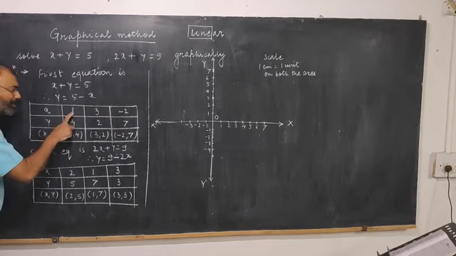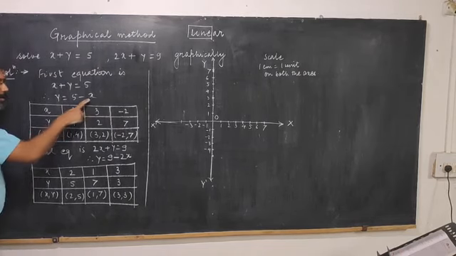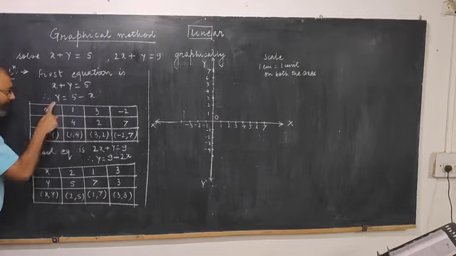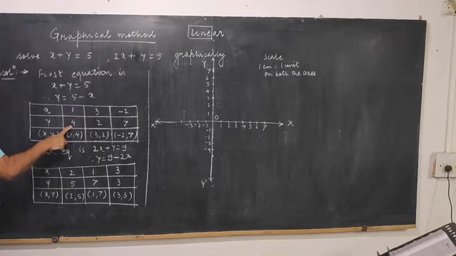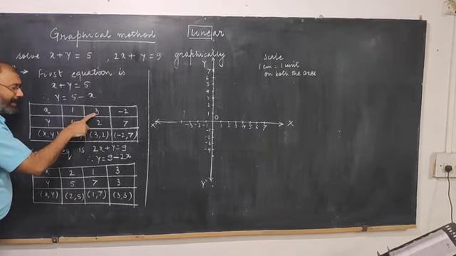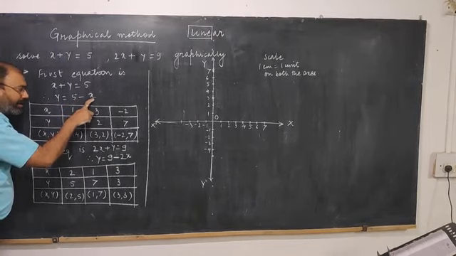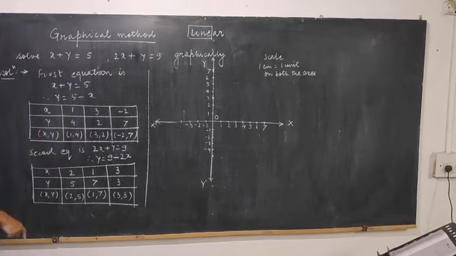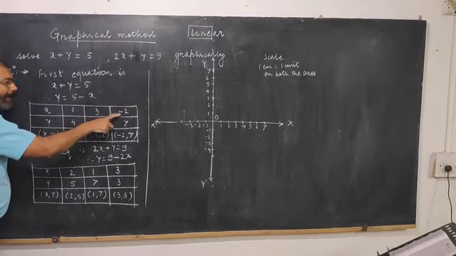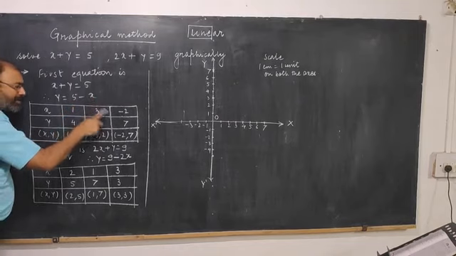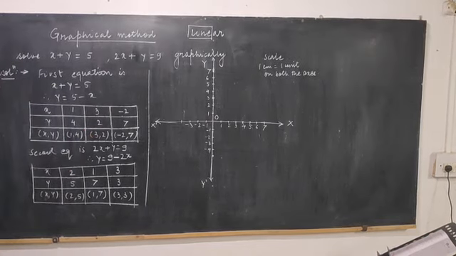So I have chosen the value of x equal to 1, putting it here, 5 minus 1 equal to 4. So the value of y is 4. Then I am selecting the value of x as 3, putting it here, 5 minus 3 equal to 2. So y is equal to 2. Then the value of x is minus 2. 5 minus of minus 2 becomes plus 2. 5 plus 2 is 7. So the value of y is 7.